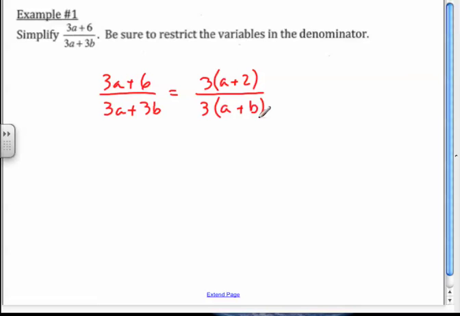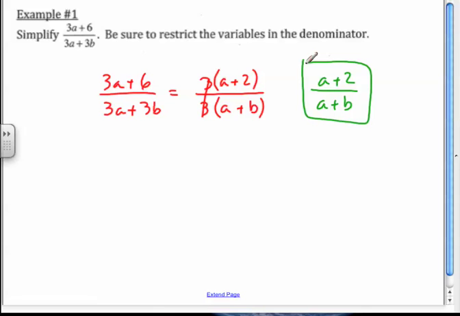Good. Now the second thing that the notes told us to do was to cancel any common factors. Eddie, do you see any common factors that I can cancel? 3. Good. It's gone. Now the thing that I'm left with is a plus 2 over a plus b. Beautiful. That's our answer. Are we done, Ned?